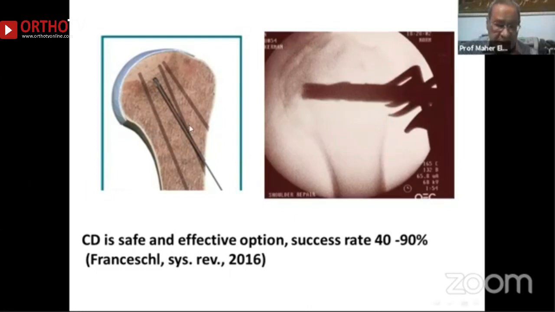with percutaneous multiple perforation or one or more reaming of 6 to 8 millimeter advanced in the necrotic area, 1 centimeter apart from the articular cartilage.